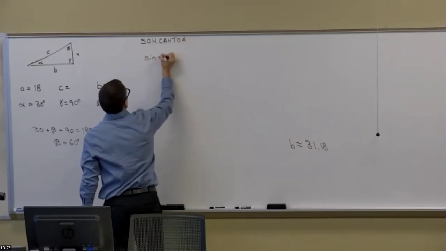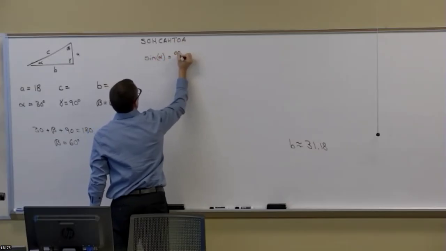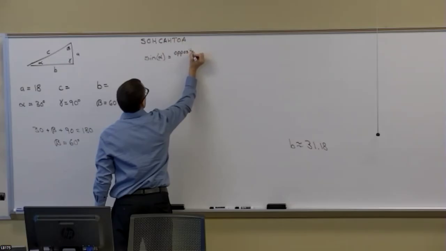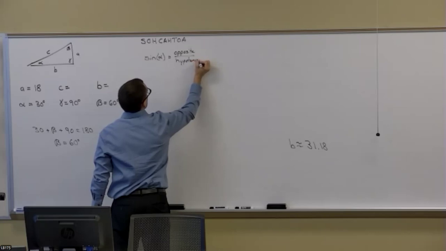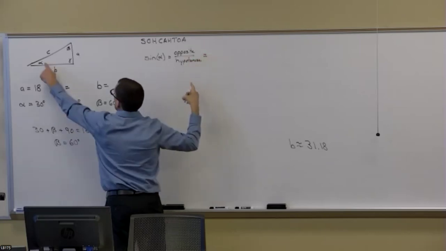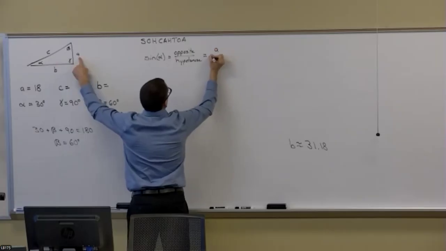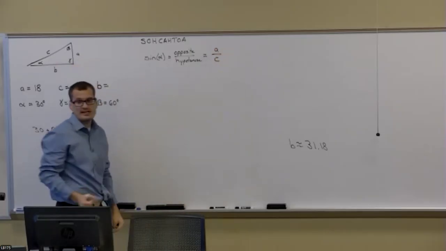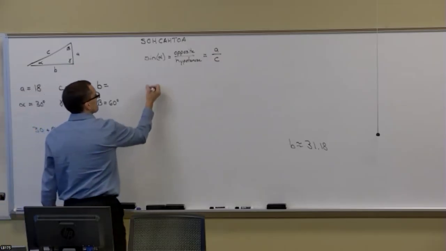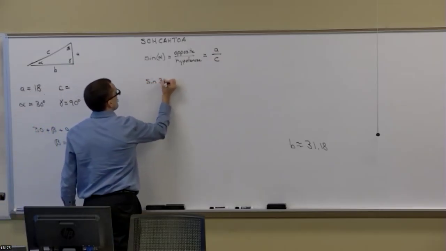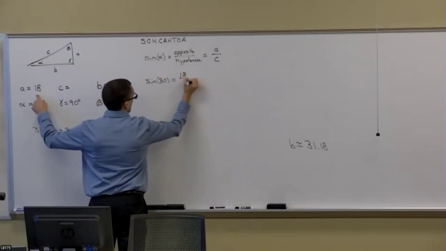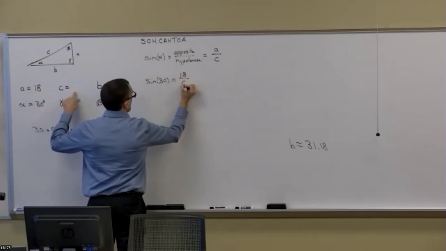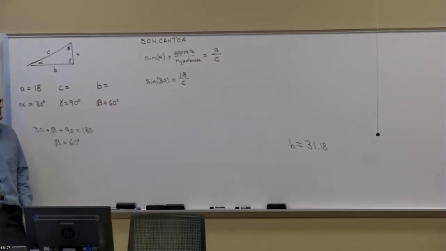sine of alpha is equal to the side opposite of alpha over the hypotenuse. The side opposite of alpha is A. The hypotenuse is C. So this tells us that the sine of 30 is equal to 18. A is 18. And C was our unknown. So I could have figured out C using this.